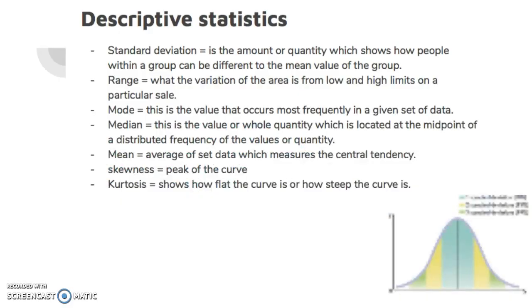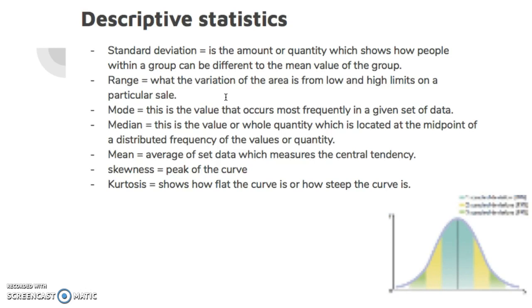Descriptive statistics. Standard deviation is the amount or quantity which shows how people within a group can be different to the mean value of the group. The range is the variation from the low and high limits on a particular scale. The mode is the value that occurs most frequently in a given set of data.